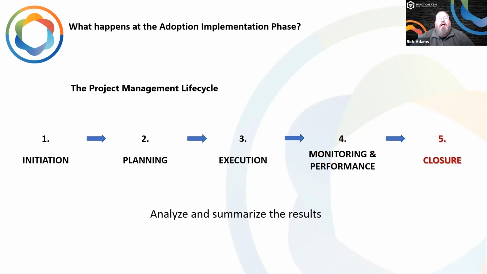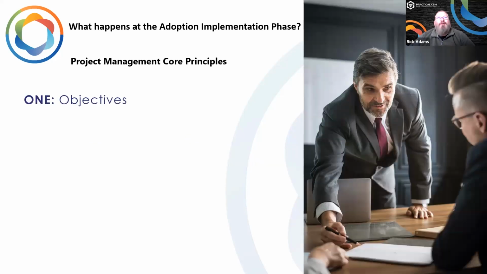And then closure: analyze, summarize, and report back to the people who paid for all of this to say, good news, sir, madam, it's done to a satisfactory standard, it's done within the time frame, it's done within the costs, and it's done to the quality required. Okay, and now we can sign off. So that's our project management life cycle. That's what we need to be aiming for as we move forwards. We want to get through to those as quickly as possible, and there are some core principles that can help us with that.